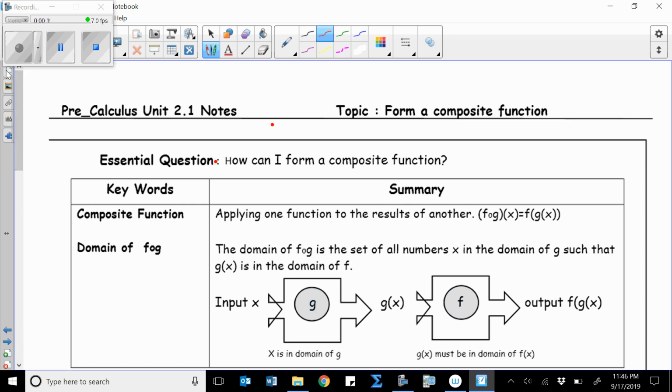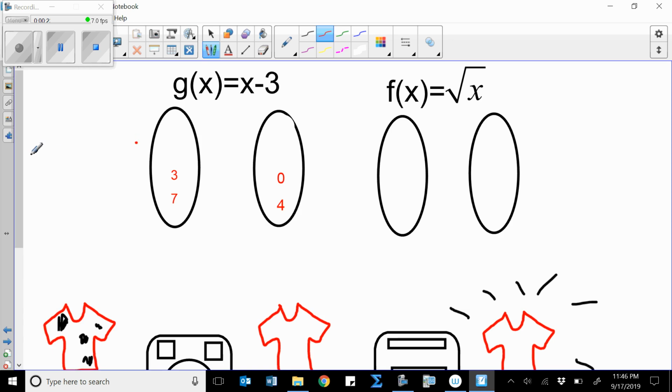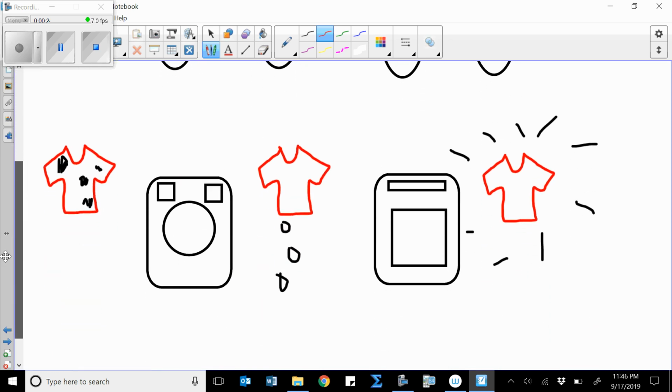For example, here when we are washing and drying our clothes, we're actually composing two different functions. So we give our dirty shirt to a washer, and this is what we give to this function. Let's call that f, and then the result of this function, or the output, is a shirt which is clean but it's actually wet.